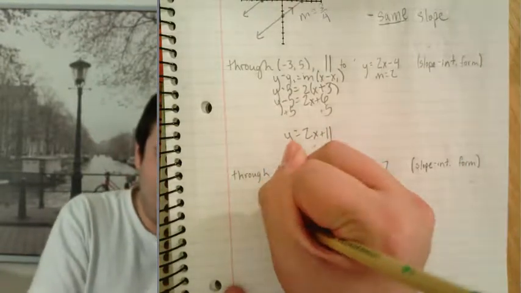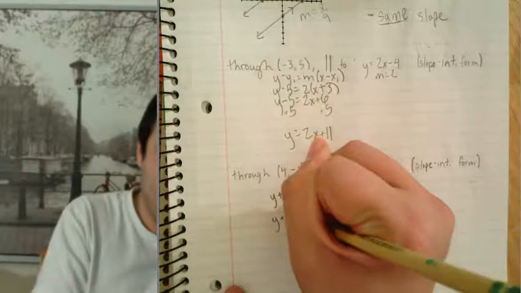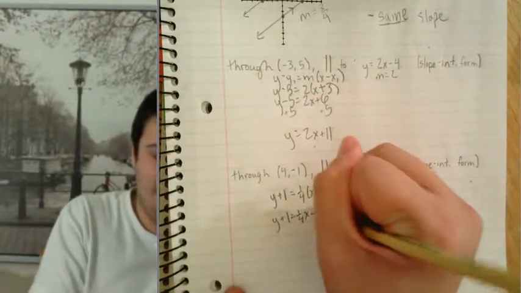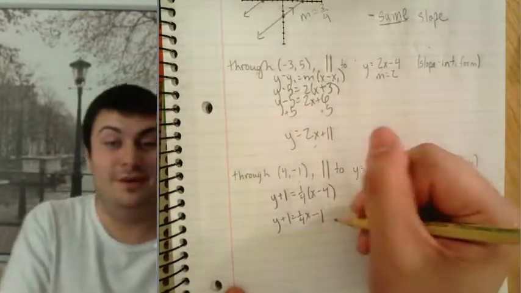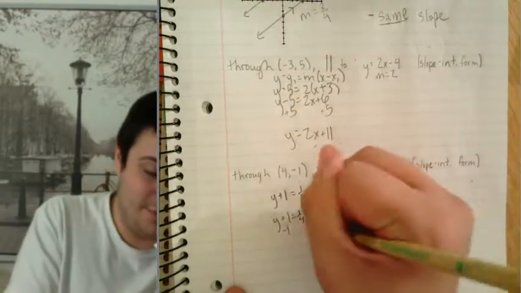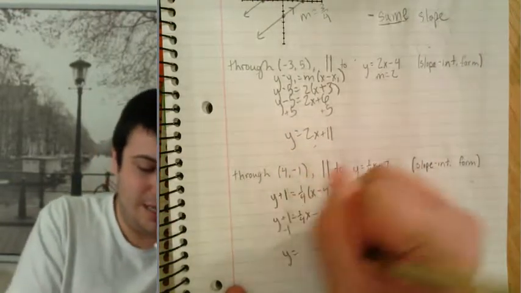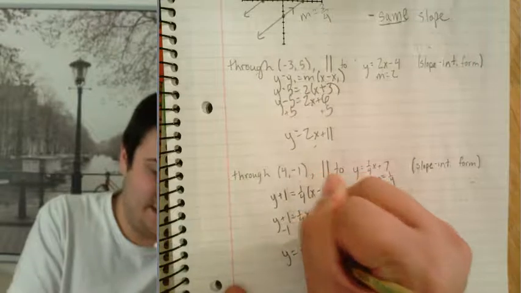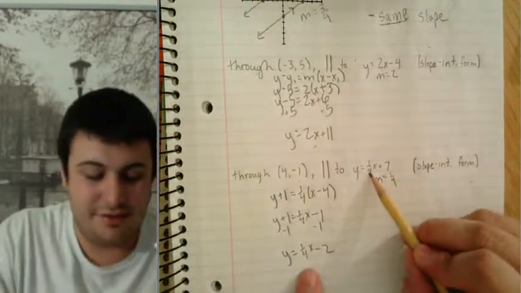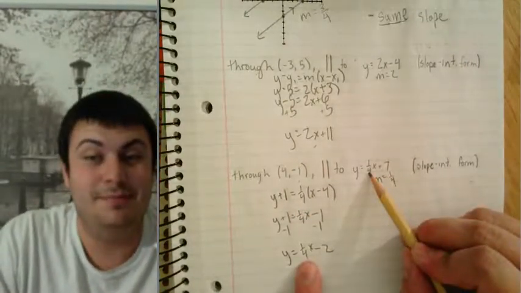So we'll have y + 1 when we distribute: 1/4 x - 1, since 1/4 times -4 is -1. I'll subtract 1 from both sides. So then y = 1/4 x - 2. If they're parallel, they have the same slope, do they? Yes, they do.